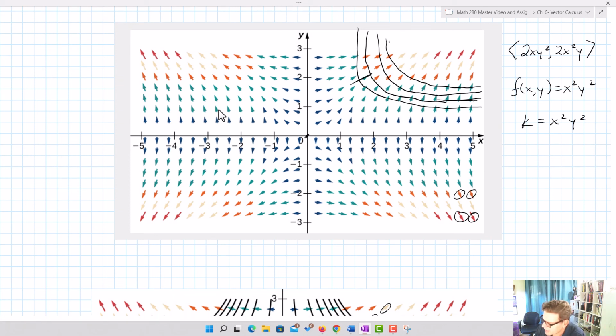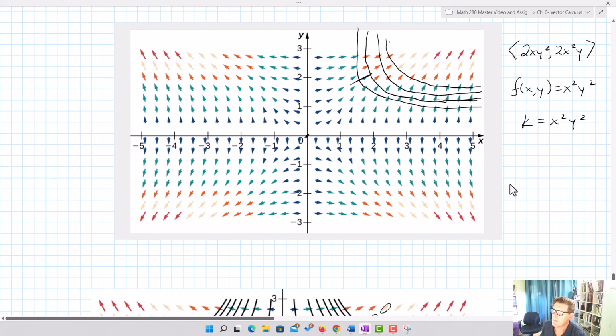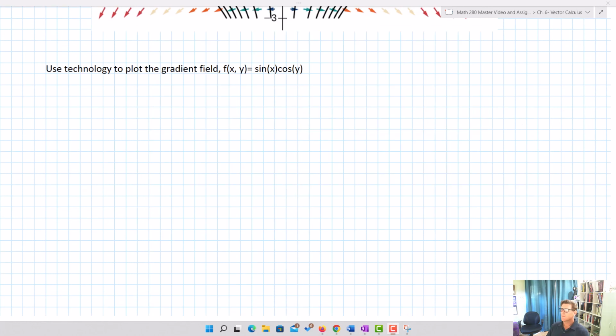So that informs me of what's happening with regard to my z variable. Now let's consider another gradient field. Let's suppose that we have f of x,y equals sine x cosine y.